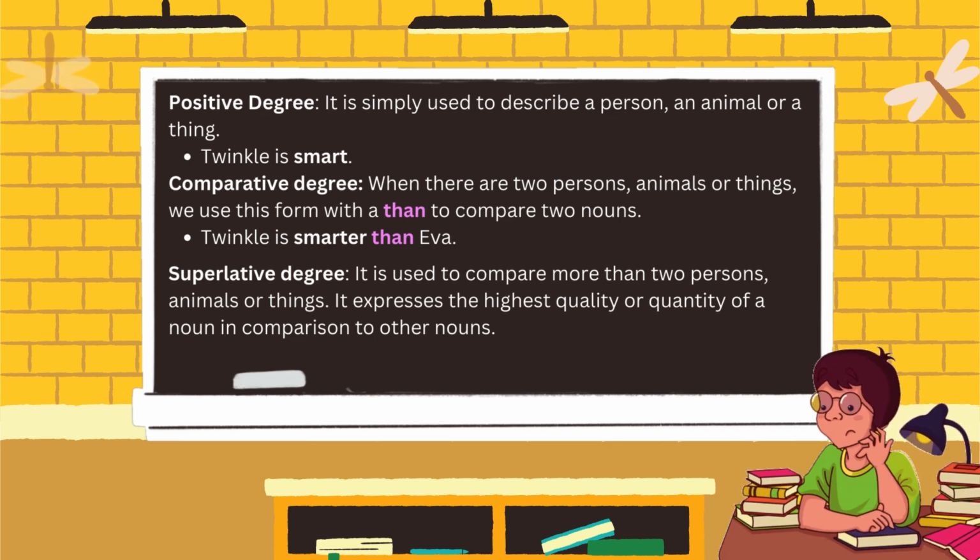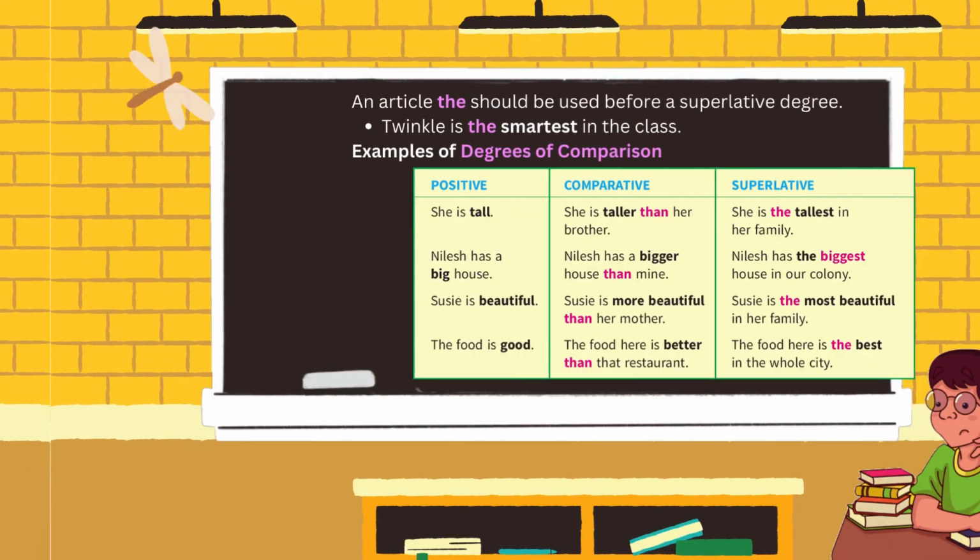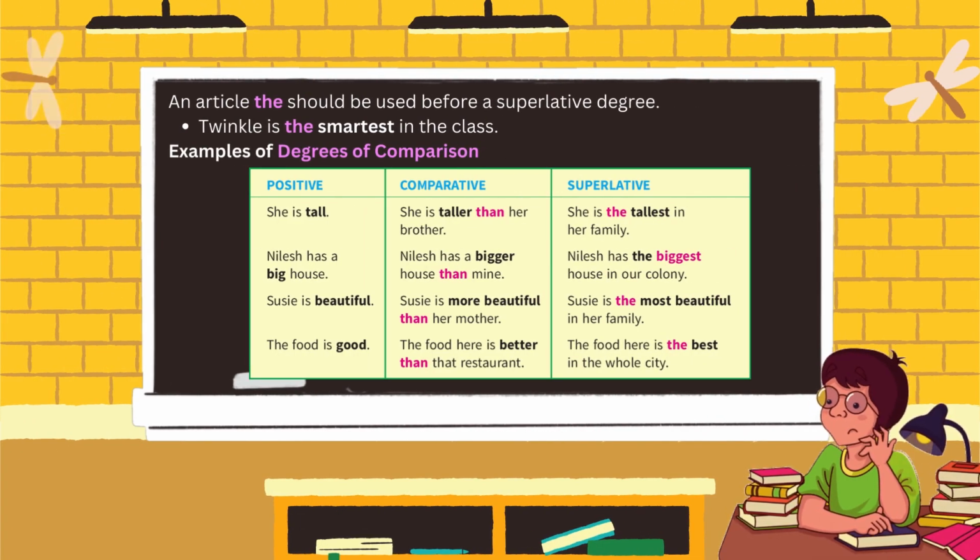Superlative degree. It is used to compare more than two persons, animals or things. It expresses the highest quality or quantity of a noun in comparison to other nouns. An article "the" should be used before a superlative degree. Twinkle is the smartest in the class.